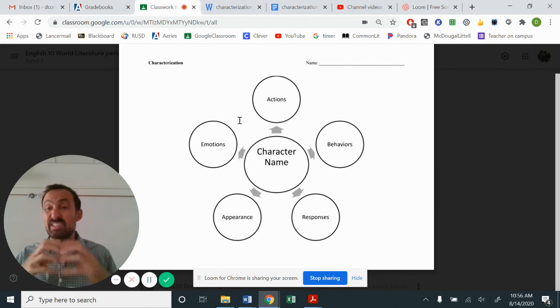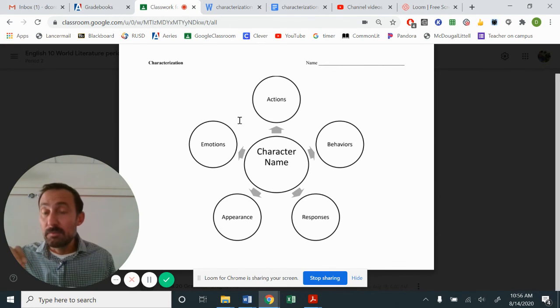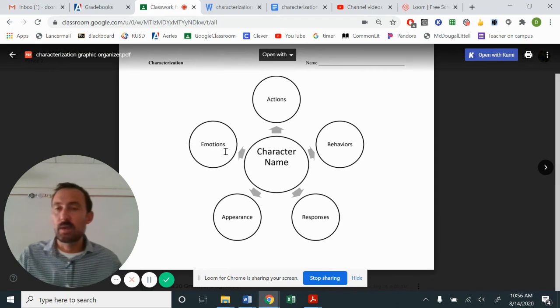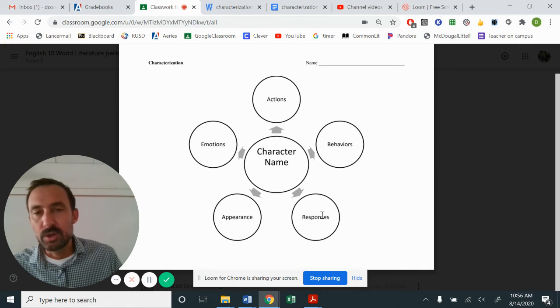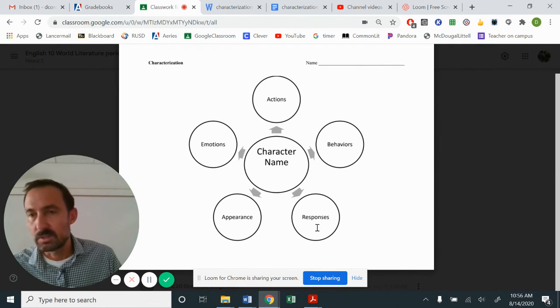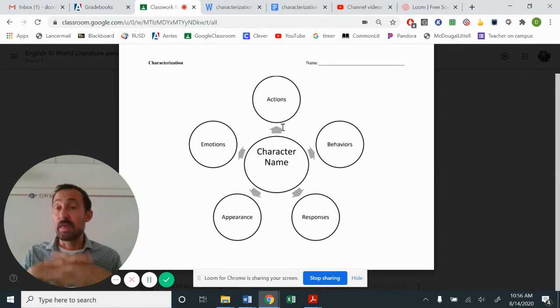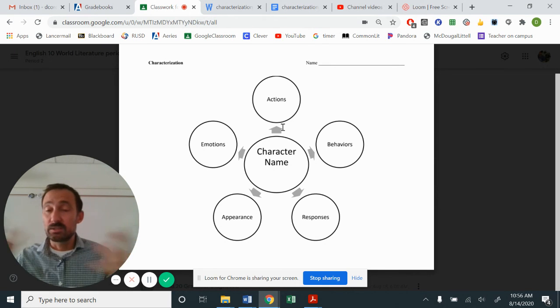So if they are sad or depressed, mark that down. If they are happy because there's a celebration or they found what they were looking for, mark that down. So you mark down how they are feeling throughout. Now you'll notice that these four, emotions, actions, behaviors, and responses, all can bleed into each other. And that is perfectly normal. Do not think that, oh, this is an emotion, it can't be a behavior, it can't be a response. They're all linked. They're all the same character.